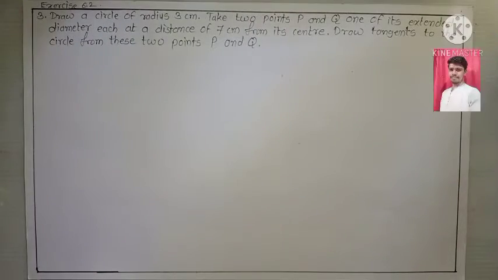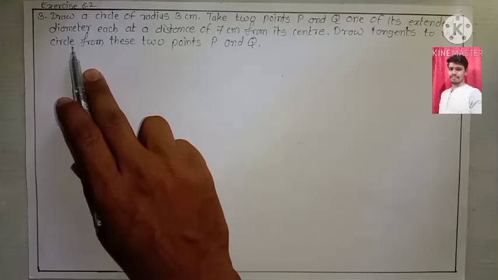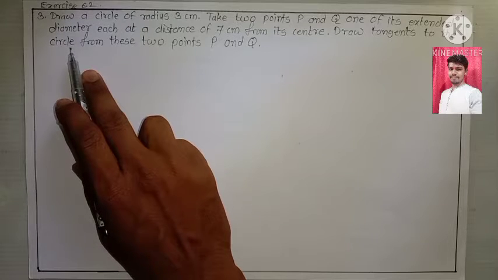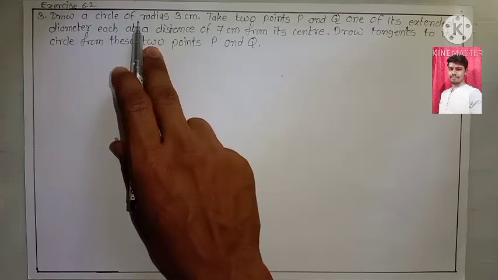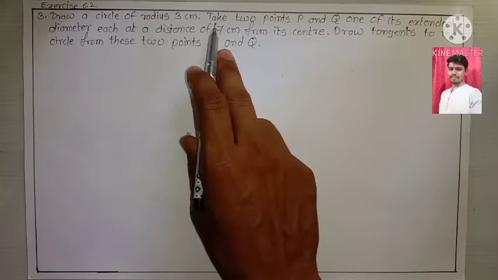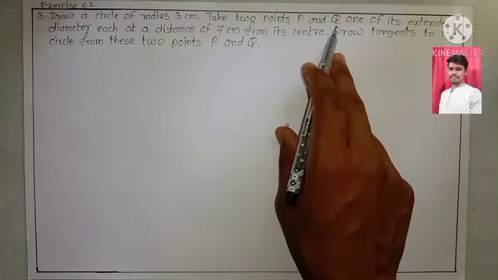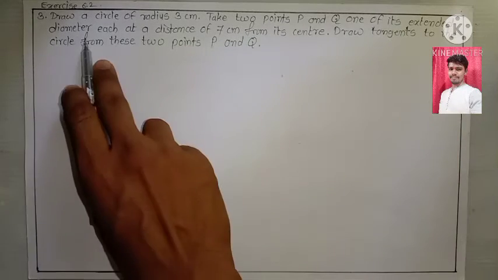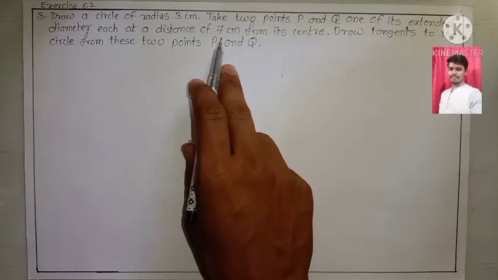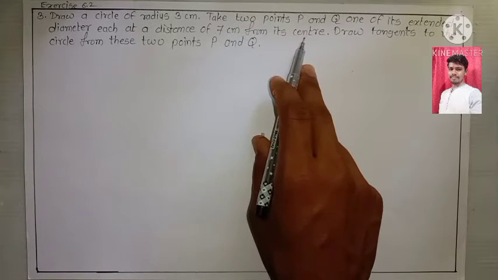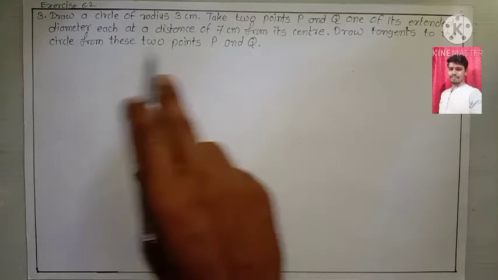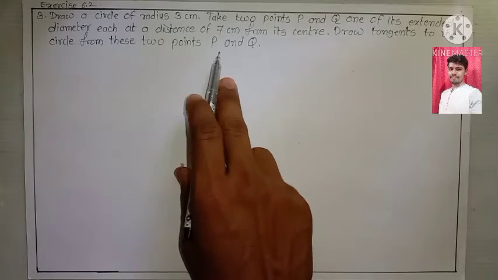Now discussing exercise 6.2, the third question. Draw a circle of radius 3 cm. Take 2 points P and Q, on its extended diameter, each at a distance of 7 cm from its center. Draw tangents to the circle from these 2 points P and Q.